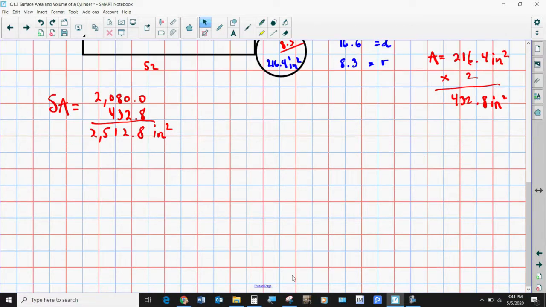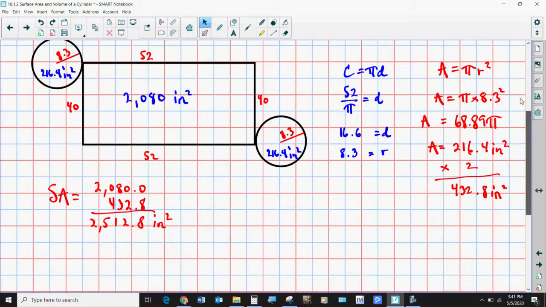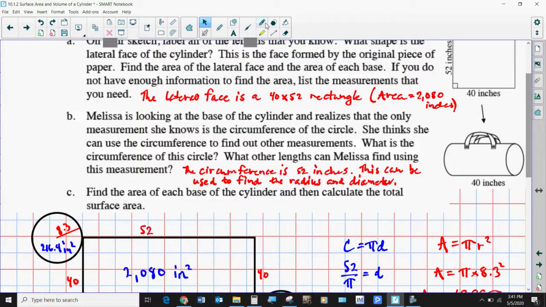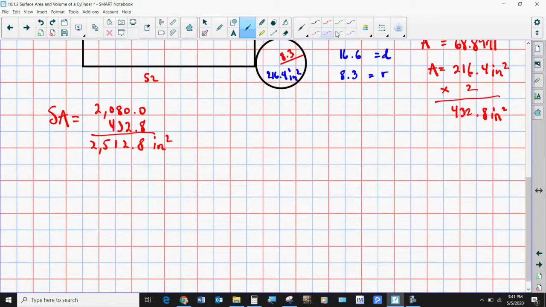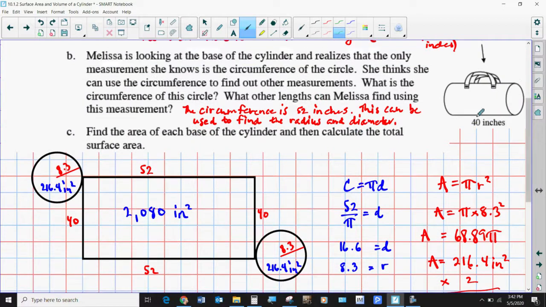How do we find the volume of this cylinder? Well, actually, let me come back up here. We can use this because we're going to do the exact same process that we did when we found the volume of the other gym bag. We're going to use the same formula. Volume is equal to base area times the height. And the base area for this particular prism, this circle, is 216.4 square inches, and the height, which is the distance between the two circular bases, was 40 inches, right? That's the distance between.